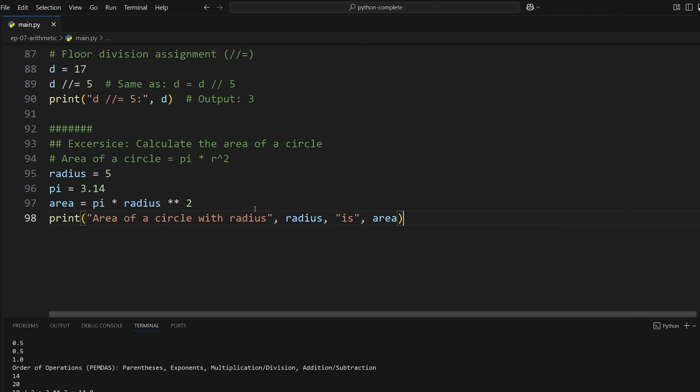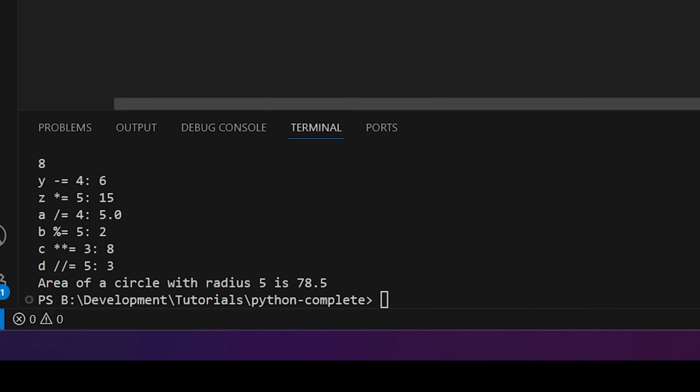Now we can print out the area of a circle with radius, whatever the variable has here, which is 5, is, and then the area that we calculated. Let's run it and see what we get. There we go, we get 78.5.